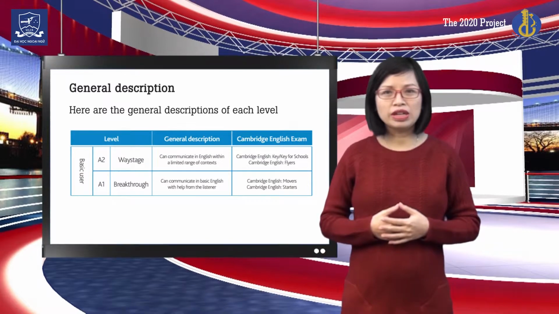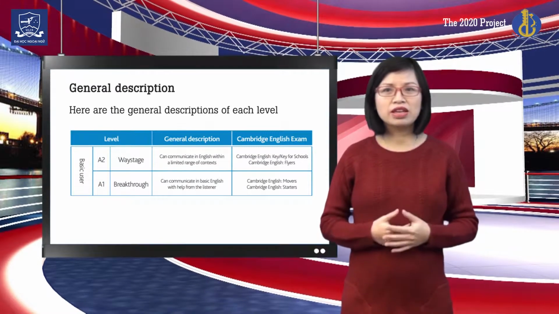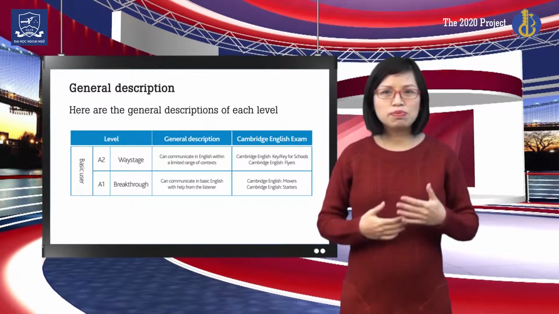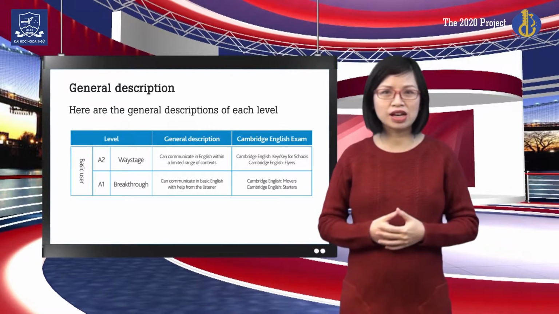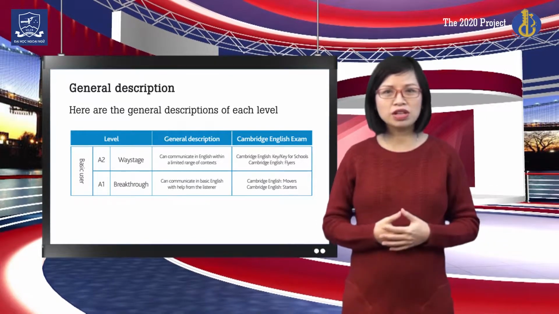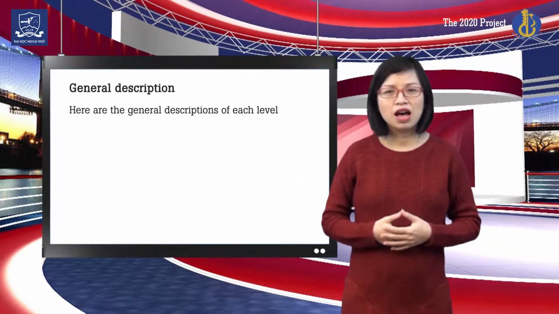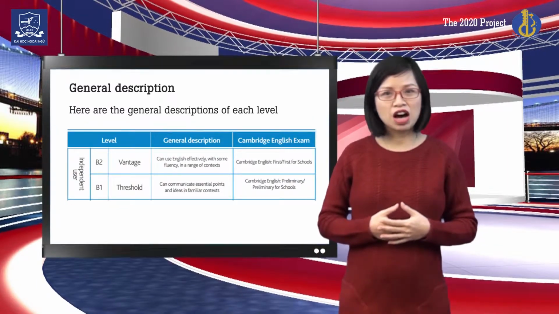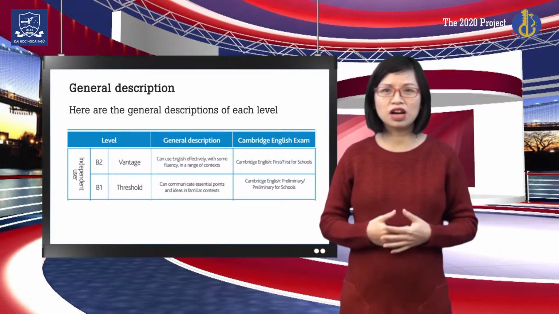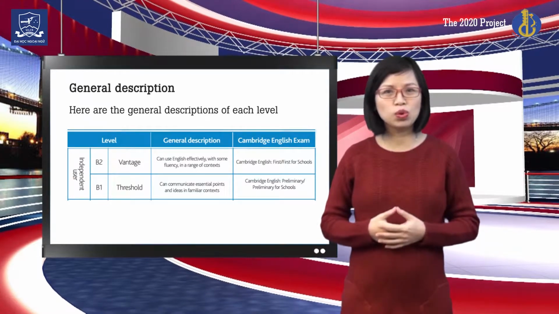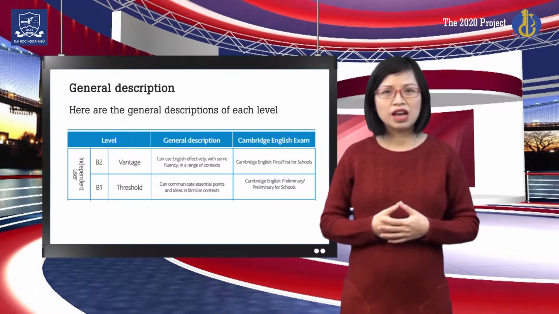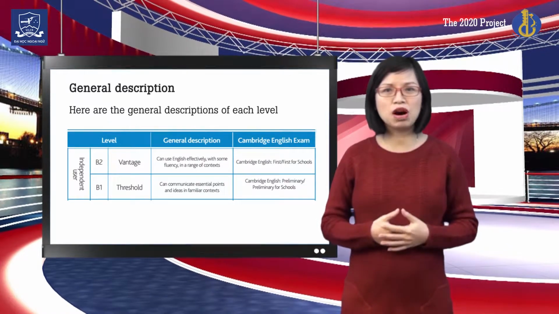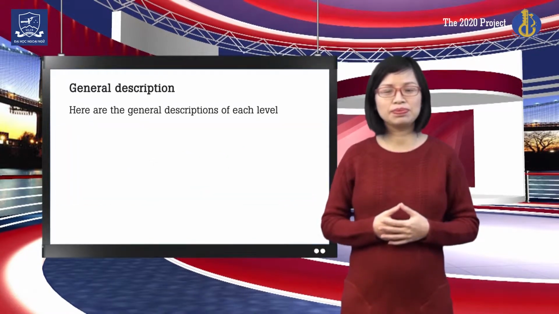Learners at A1 level need a lot of help when they're communicating in English, and their English is very basic. A2 learners can communicate in a limited range of contexts. That means very familiar topics that are of their interest. Learners at B1 are very confident in communication in familiar contexts, for example, talking about their school, their teachers, and so on. B2 learners can use English effectively with some fluency, and the lack of fluency does not cause any problem for them and the other speakers.